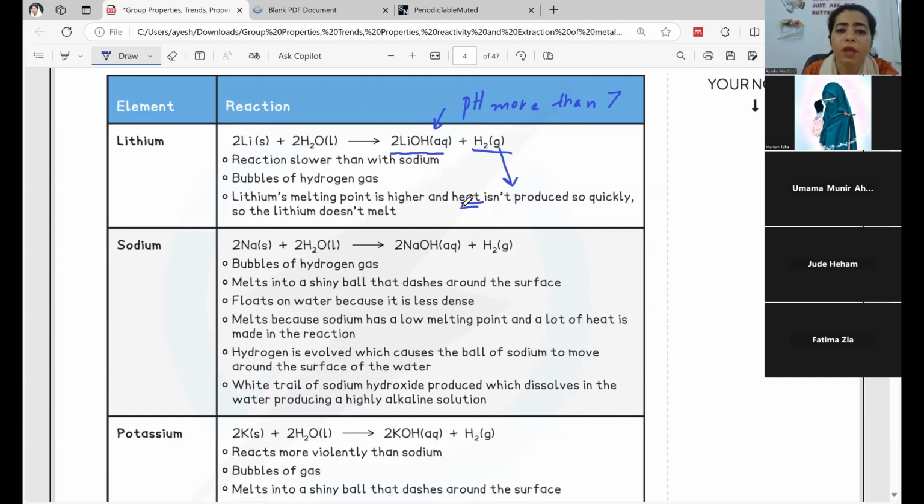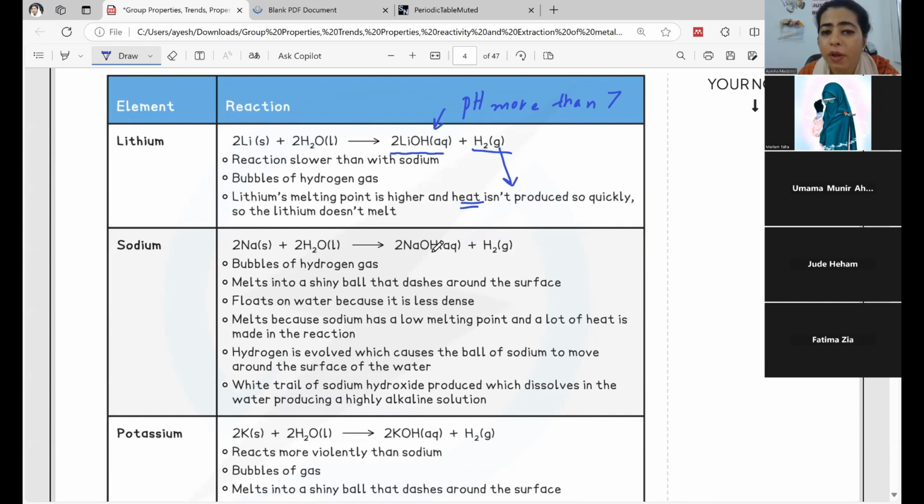Okay. Second, we can move to the sodium. The equation is going to be the same. Again, 2Na in the solid form with 2 waters, and the balanced equation produces 2NaOH having pH more than 7 because it is an alkaline solution, producing hydrogen gas in the form of bubbles. Hydrogen bubbles we can see.